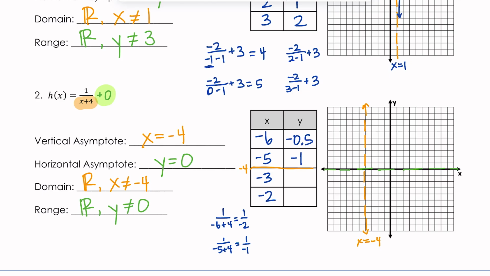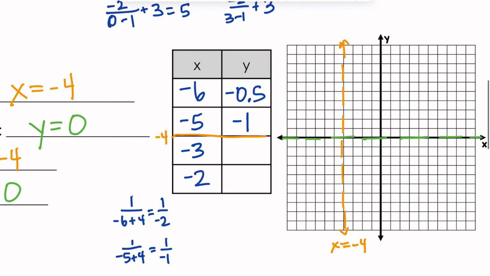And I like to do the first 2, graph it, and then do the second 2. So I'm going to plot these. -6 comma -0.5, and -5 comma -1. See they're a little bit closer to the asymptotes, but we're still going to be using those 2 points to curve along where those asymptotes are. So 2 points and that nice curved part of the graph.